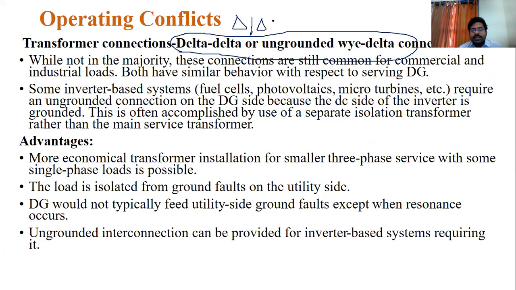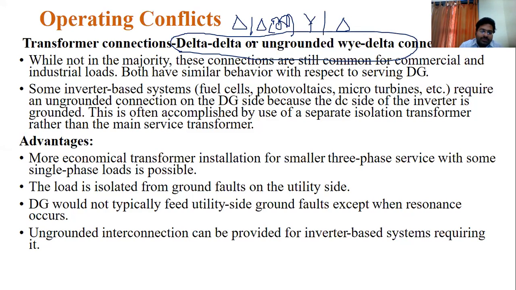See this delta to delta connection. What is the second one? Ungrounded Y, so this neutral point is not grounded, Y to delta connection. Where can you use this type of transformer in DG? Especially in DGs like microturbine based systems, as well as photovoltaic, nothing but solar cell plants, and fuel cell plants, that type of plants. We are going to use the delta to delta transformer or the ungrounded star to delta type of transformer.